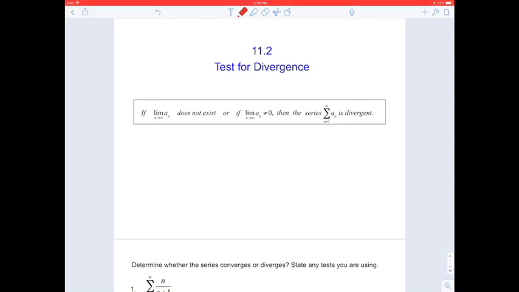Test for divergence. Let's take some infinite series and prove divergence using the test for divergence. This test is telling me that if the limit at infinity of the sequence a sub n does not exist, or is different than 0, then the series is divergent.